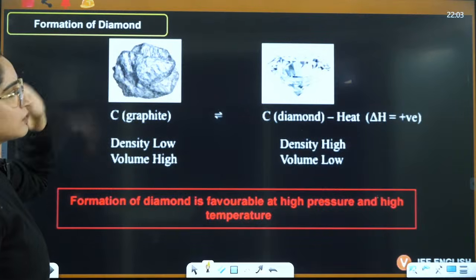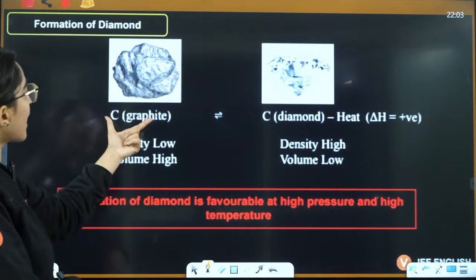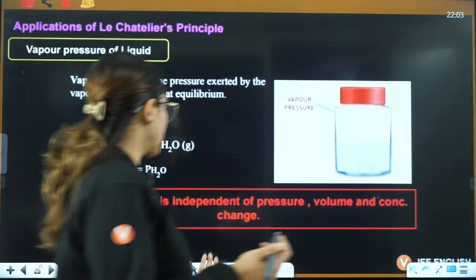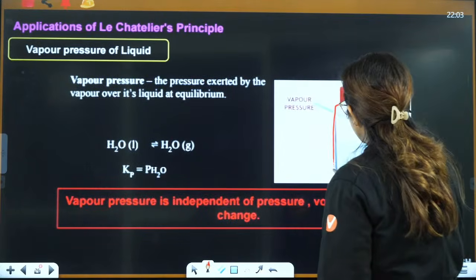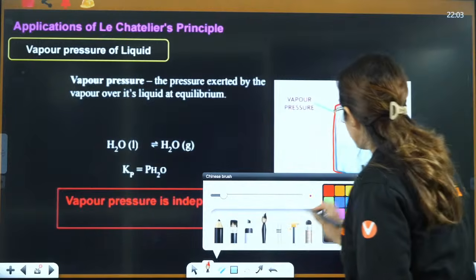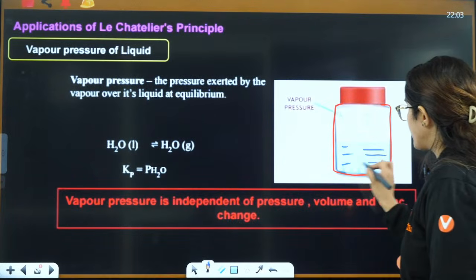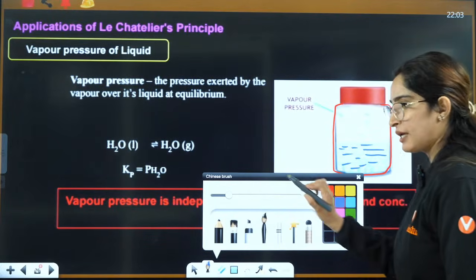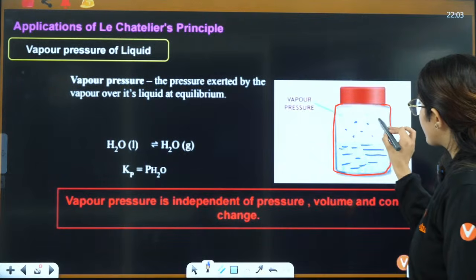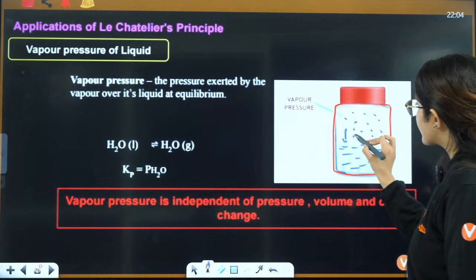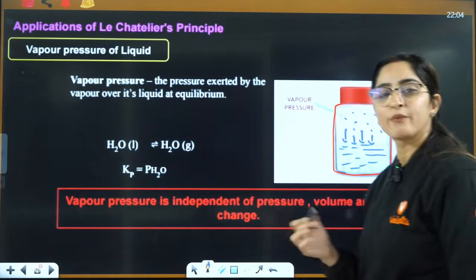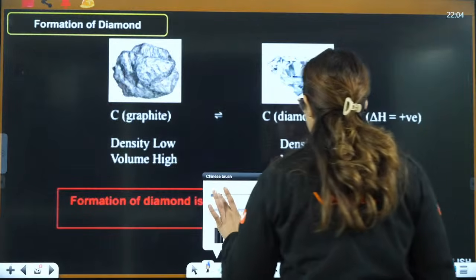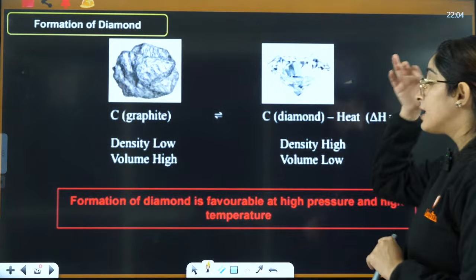Let us see the equilibria here. First is carbon and graphite. Vapor pressure, we know what vapor pressure is. See, I'll tell you. This is a beaker. There is a liquid here. Now, in the liquid it forms vapors, and the pressure that is exerted by the vapors of that liquid is called vapor pressure. Now, if you have formation of diamond, what will happen?